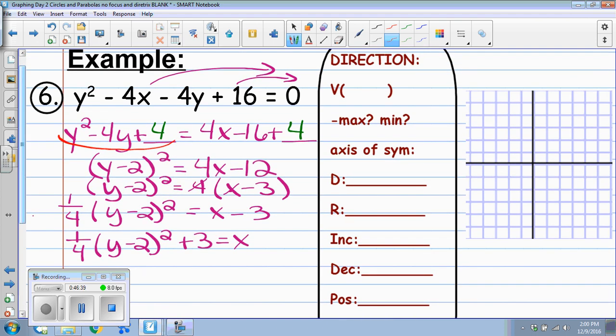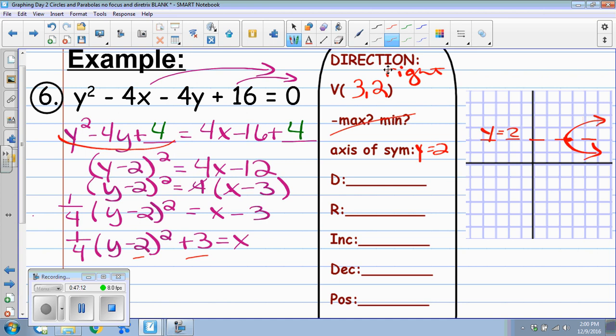It's x equals, so it opens left to right. A is positive, so it opens to the right. The vertex is the point 3, 2. So 3, 1, 2, 3, up 2, and it opens to the right. And I'm not concerned with where it crosses the x-axis because it's not a function. It is neither a max nor a min. The axis of symmetry is y equals 2.